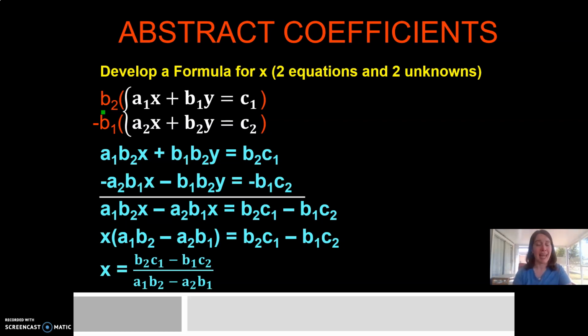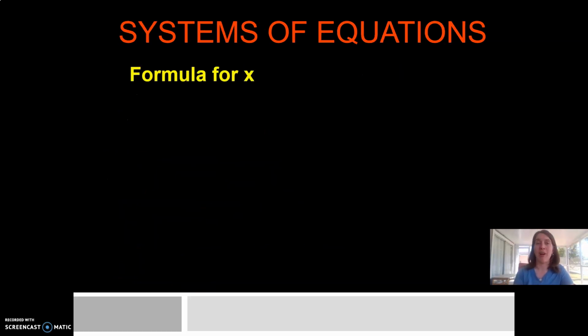Now we're going to take that answer and see how we correctly apply it to our systems to come up with an actual numerical answer. So in your notebook, please make sure you write down the following formula. You're going to be using this formula if the question wants you to solve for x, and it's the answer that we just came up with. b2c1 minus b1c2 all over a1b2 minus a2b1.